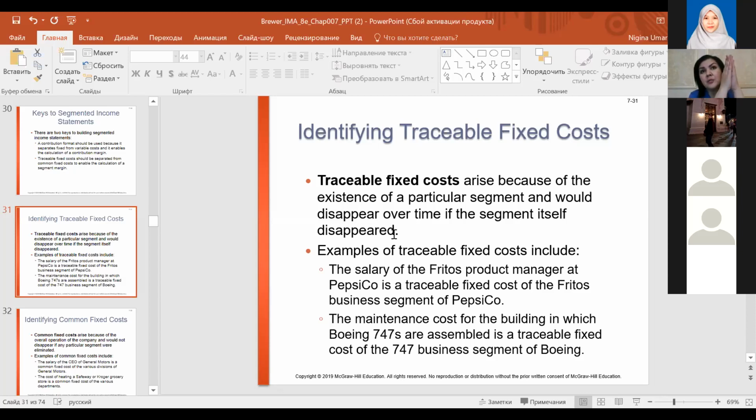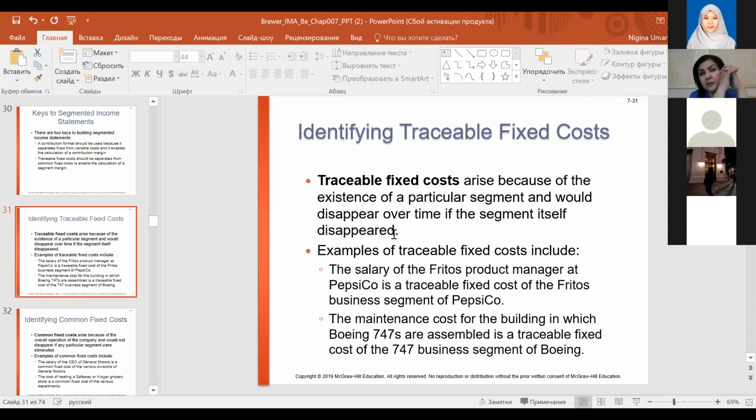So if the transnational corporation Pepsi Cola has a branch here, we will call that branch a segment in Uzbekistan. So the salary of the manager of the branch in Uzbekistan will be what? Traceable fixed cost. If we close that branch of Pepsi Cola in Uzbekistan, we will sack the manager, and what? The traceable fixed cost will fully disappear.